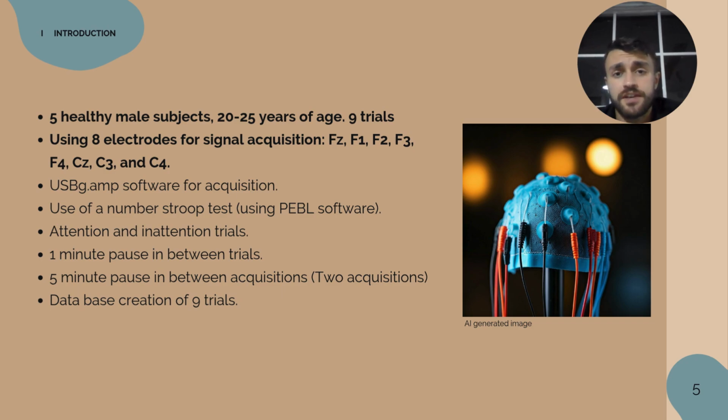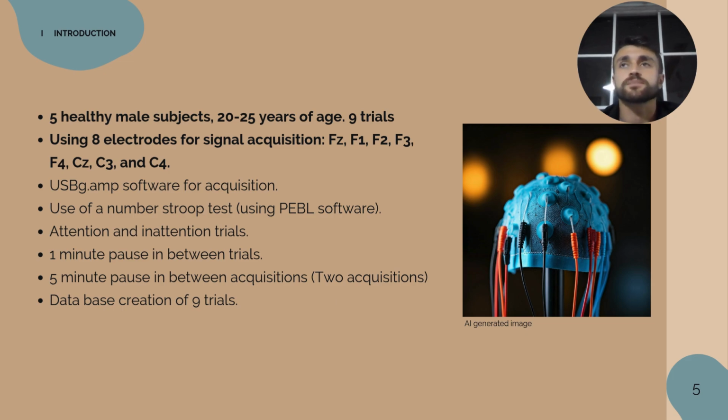The software for acquisition was the USB-G.amp. And the software with which we did the numbers group test was the Pebble software. Now, the numbers group test is a test that shows you a set of identical numbers, but in a different frequency. What does that mean?